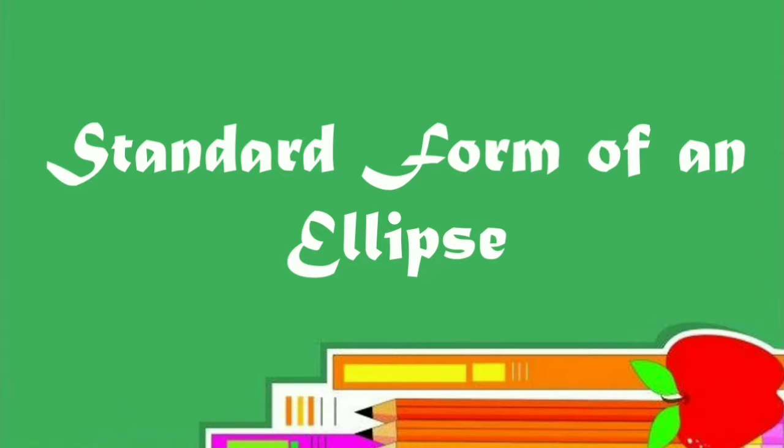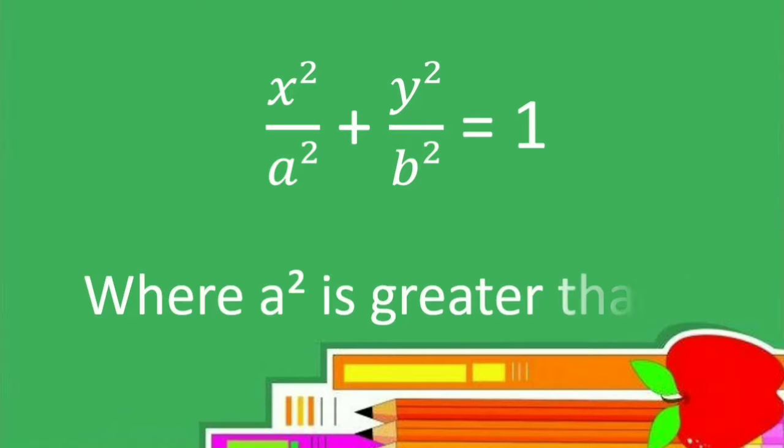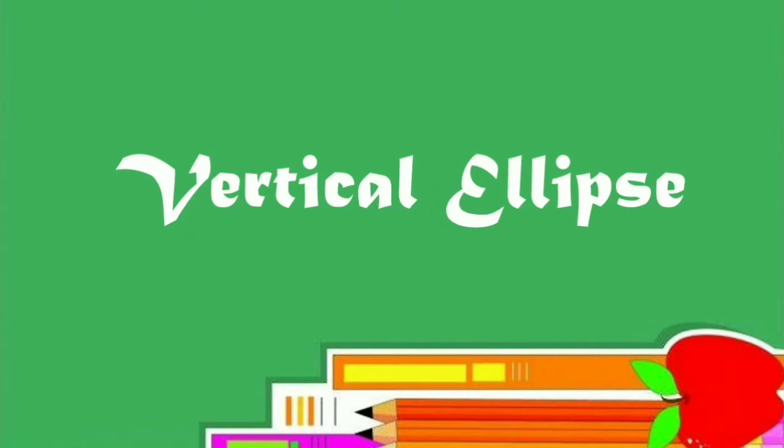What is the standard form of the equation of an ellipse? The standard form of the equation of an ellipse is x squared divided by a squared plus y squared divided by b squared equals 1, where a squared is greater than b squared. So let's proceed to the main focus of this video, the vertical ellipse.